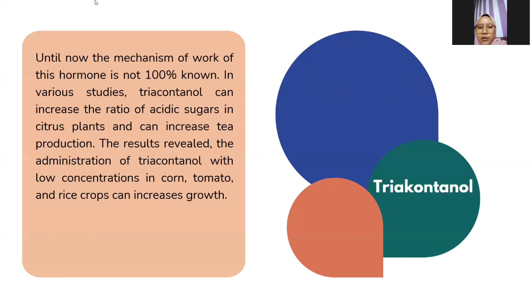Next, triacontanol. Until now, the working mechanism of this hormone is not 100% known. In various studies, triacontanol can increase the ratio of acidic sugar in citrus plants and can increase tea production. The results revealed that the administration of triacontanol at low concentration in corn, tomato, and rice crops can increase growth.